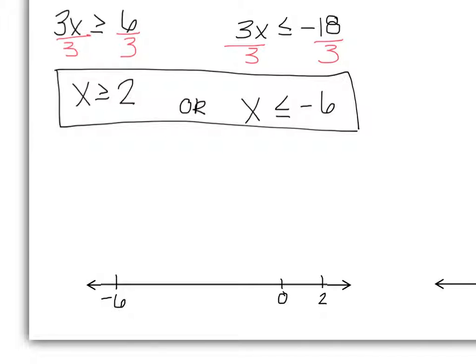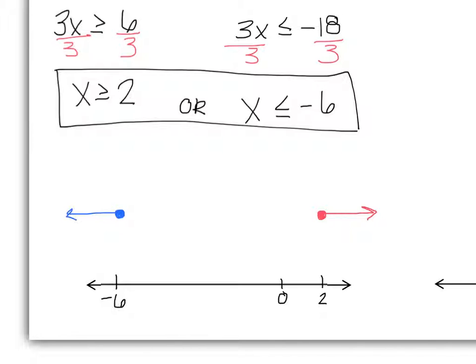Now, we're going to put these off the graph first just to kind of see what we have, and then we'll put them on the graph. So at 2, is it open or closed? Closed. Right or left? Right, because it's greater than. Okay, at negative 6, open or closed? Right or left? Left.